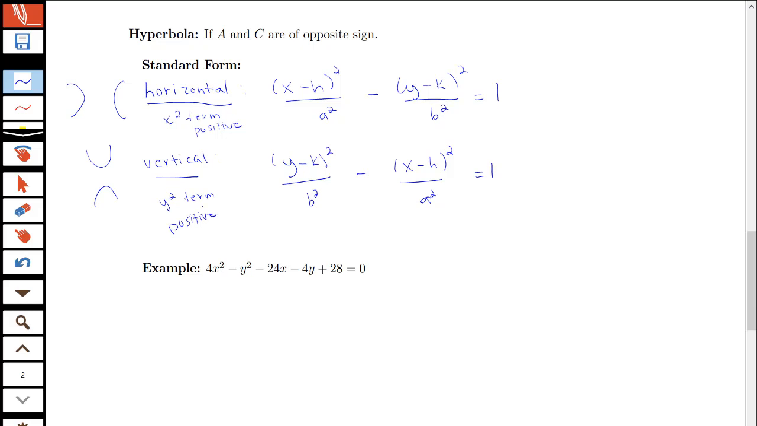Okay, so what are some other key factors here about what the h, k, and a and b represent in this case? Well, the center is still h, k.